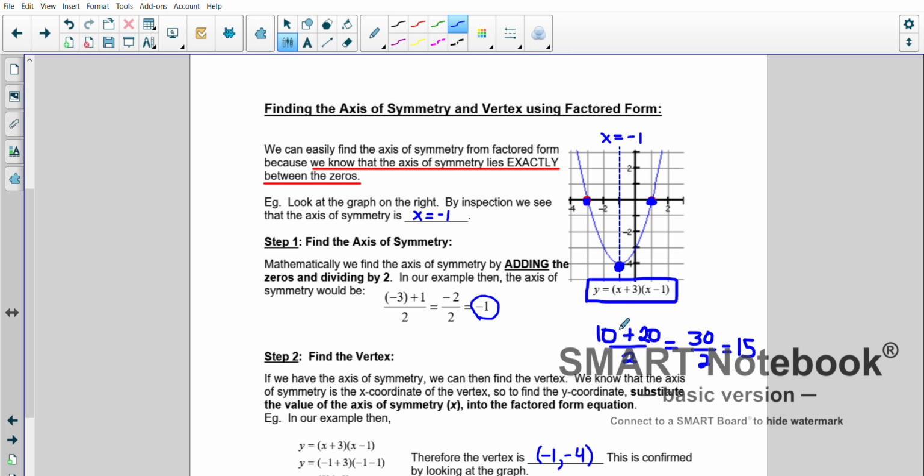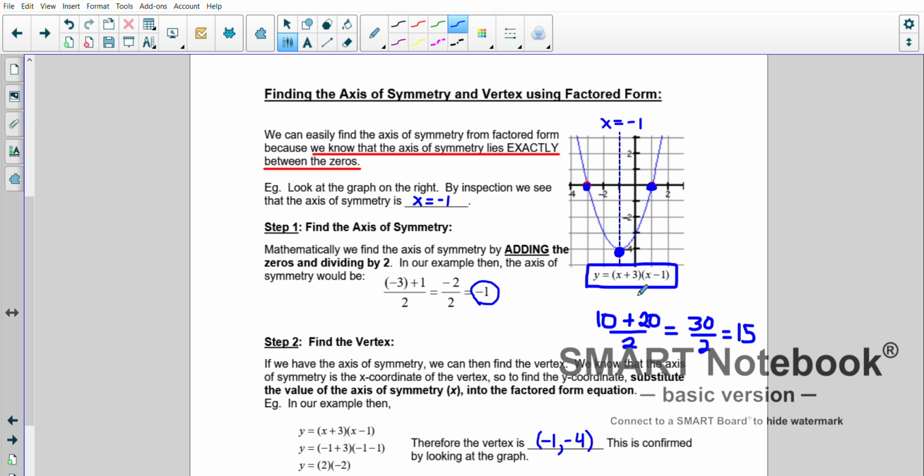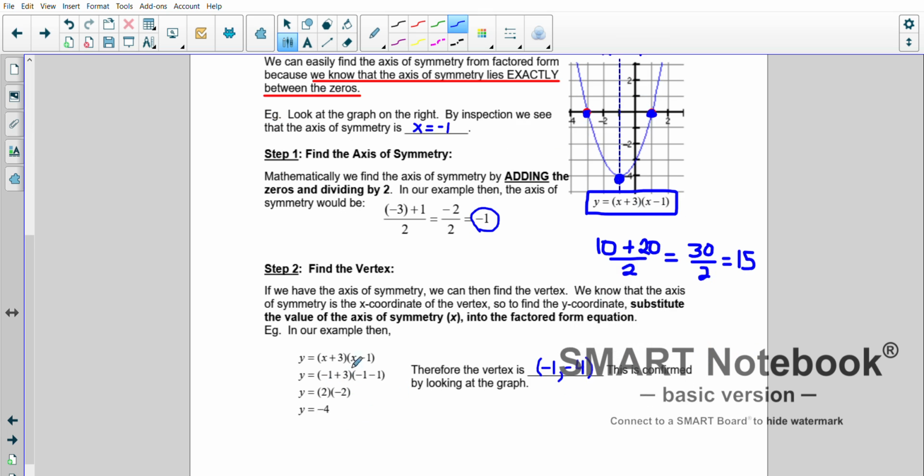Well, that's great. So how am I going to get the vertex now? Well, if I know that the vertex occurs when x equals negative 1, I just need to sub the negative 1, x equals negative 1, into the equation and find the y value. So that's what you see me doing here, and it's all written out here. Substitute the value of the axis of symmetry into the factored form.